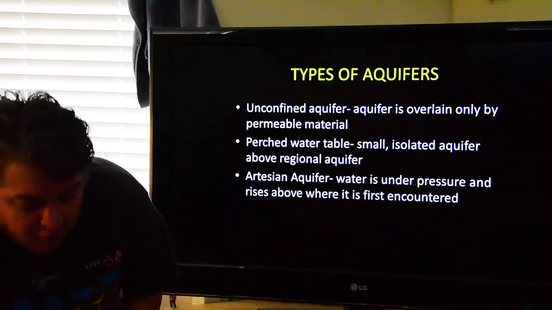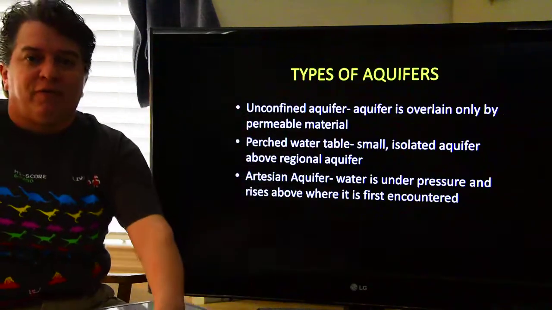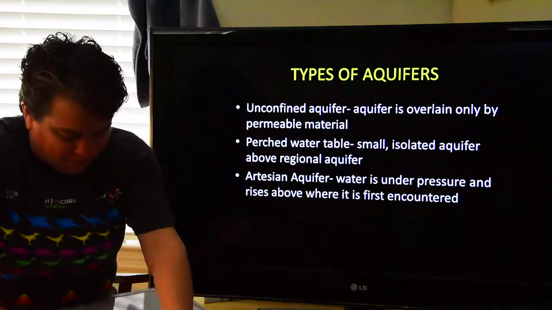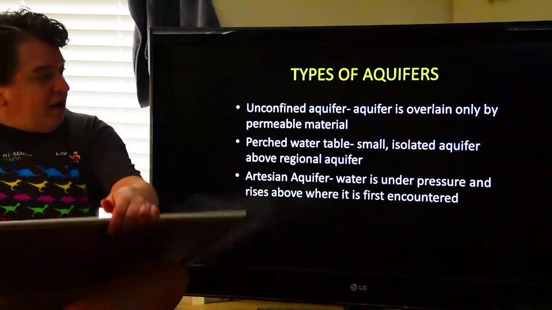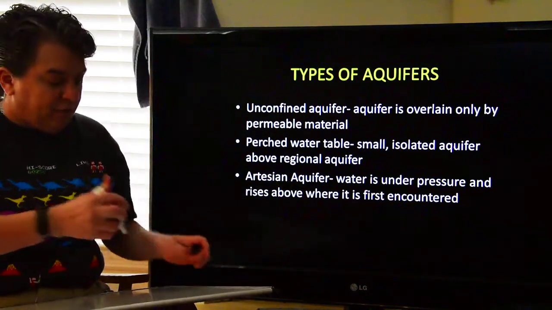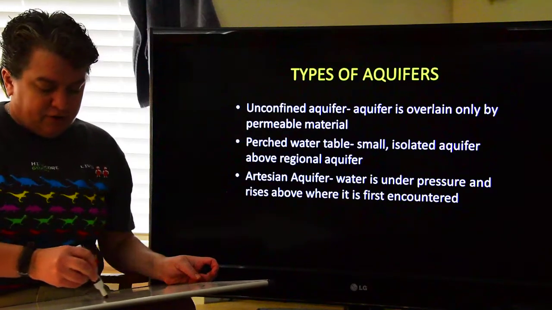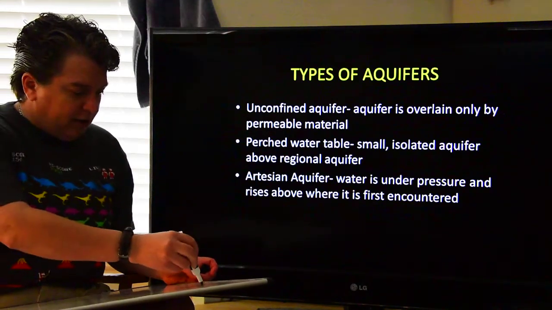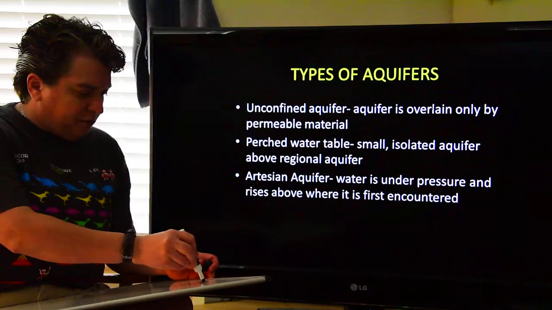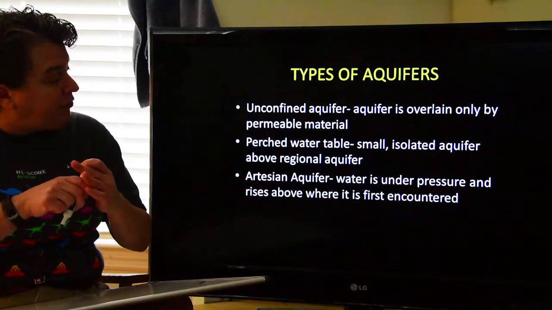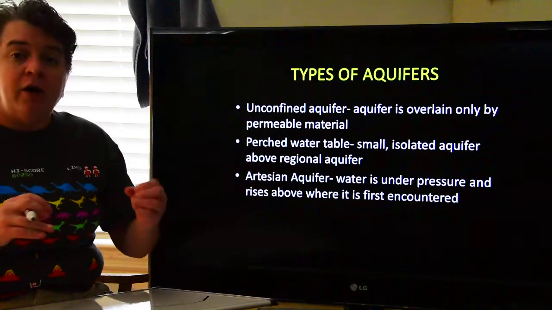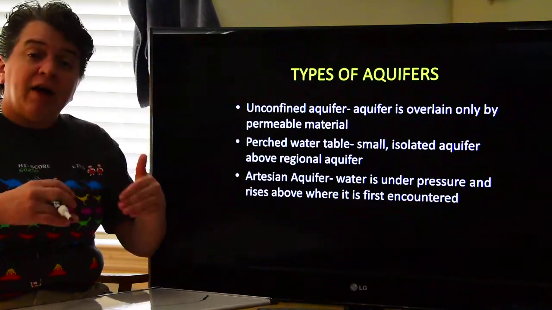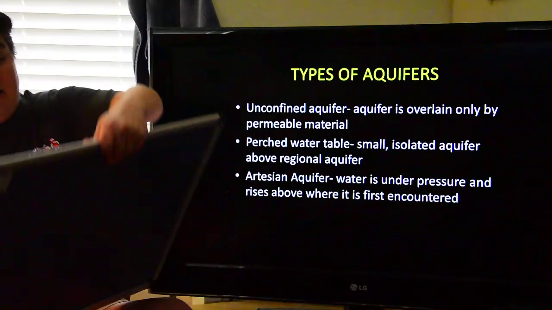Now, a third type of aquifer that you might see is something known as an artesian aquifer. To have an artesian aquifer, we need a very specific setup to occur. In an artesian aquifer, water is under pressure and it rises above where it's first encountered.